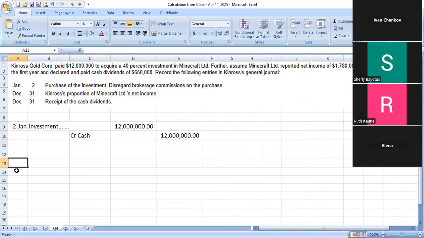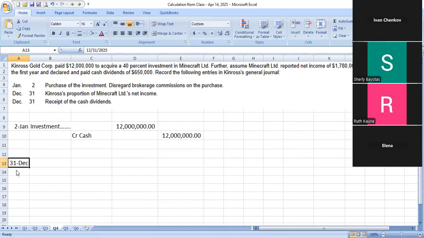Let's go with the next entry, December 31st. What's happened on December 31st? We have to show the net income of the other company. So if we have 40%, which reporting method should we use? Cost method or equity method? Equity method. Is that clear for everybody?